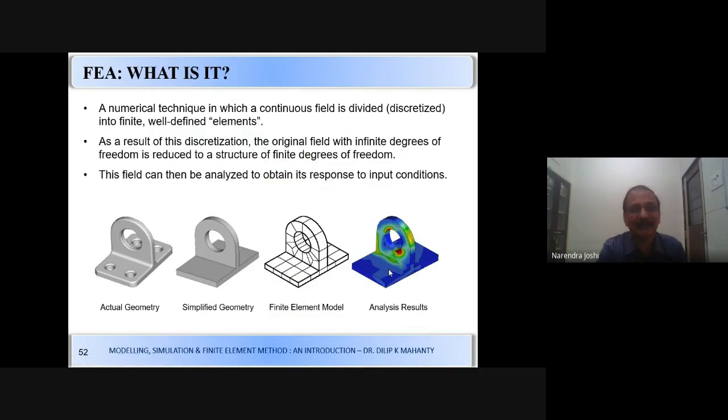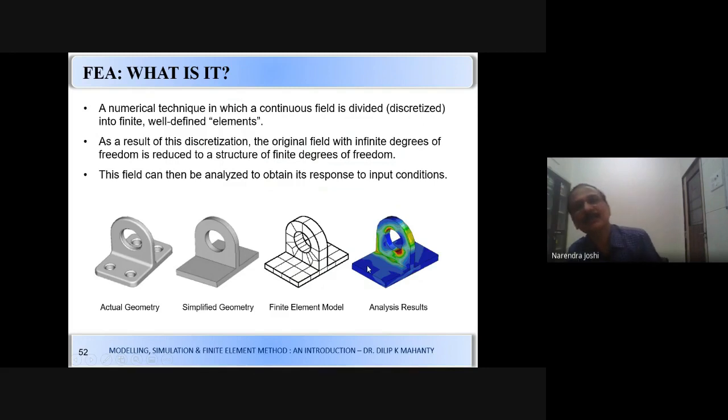A simple example. Look at the actual geometry. I want to analyze this. So I simplify it, I remove these kinds of holes and simplify the geometry. And then I make a finite element model and get an output.